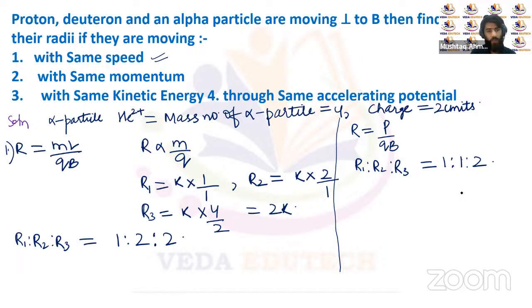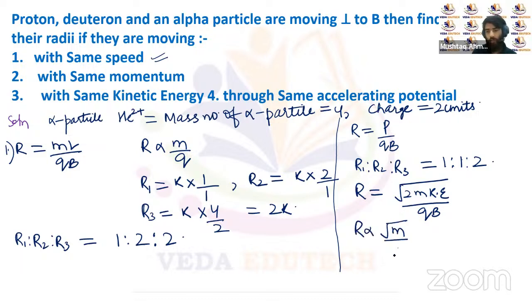And similarly, if they move with the same kinetic energy, we can replace this momentum with under root of 2m times kinetic energy KE upon qb, right? So in this case, you can also find out the ratio of their radii, since they have the same kinetic energy. So their ratio will be directly proportional to under root of m upon q. So this is how you can find the ratio as well.